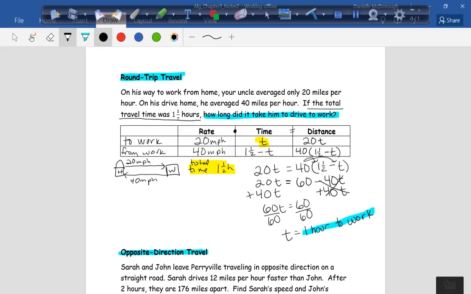If it took him 1 hour to go to work, just kind of curious here, how long did it take him to get back home? And so remember the total travel time. Remember the total travel time was 1.5. And so to get home it was 1 1/2 minus your t. And so it would have taken him a half hour to go home if it would have asked us that question. That's how we would have found that out.